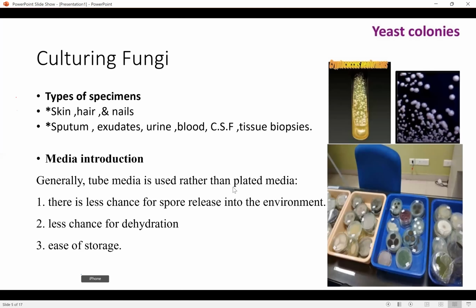So we have to culture fungi to be able to confirm their presence, to be able to identify their presence. In doing so, which specimen are we likely going to be looking at? In mycosis, usually we'll have fungal infections of the skin and the appendages. These are very common, and to diagnose these infections, we'll need specimen from these areas.